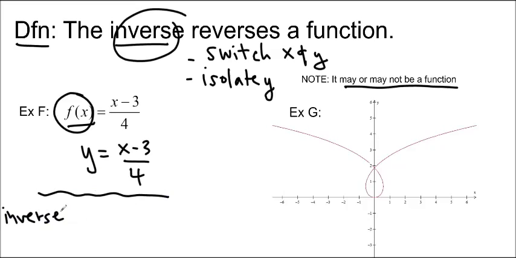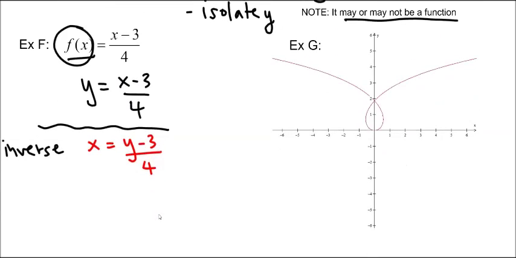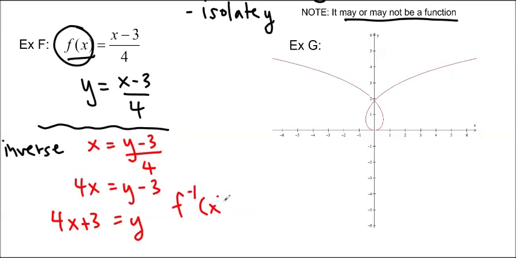So instead of writing y, we're going to write x here, x equals, and then instead of an x, we're going to write y, so it's switched. So wherever you see x's, you're going to write y's, and wherever you see y's, you're going to write x's. And then going to isolate. So you just do your algebra properly in the correct order, and you get this, 4x plus 3 equals y. There we go. And I know that this is the inverse, so I'm going to write f inverse of x is equal to 4x plus 3.